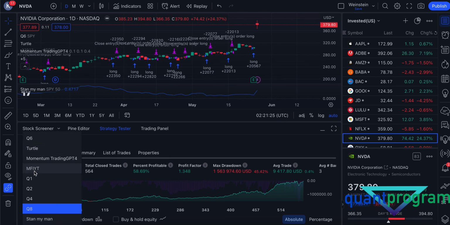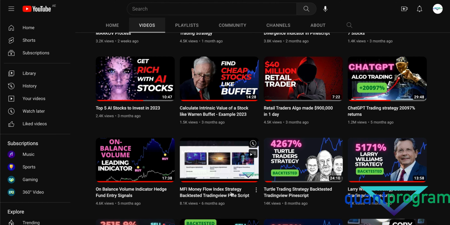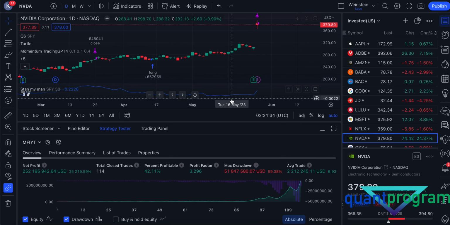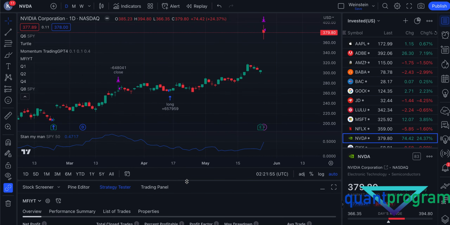Now we've got the final free strategy, which is the MFI strategy, the money flow index strategy, which is here. Again, to download the code, just visit that video. The coding is explained thoroughly. The money flow index strategy called for an entry on 14th of April, and we exited the position just on the opening of that big move. I can go into the code of the money flow index because it's a free strategy. Just click on that one.